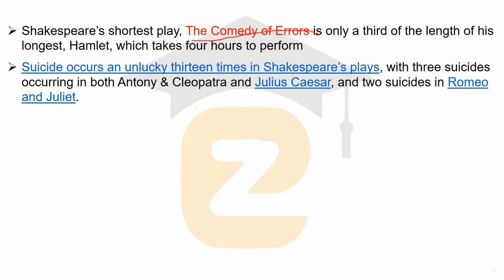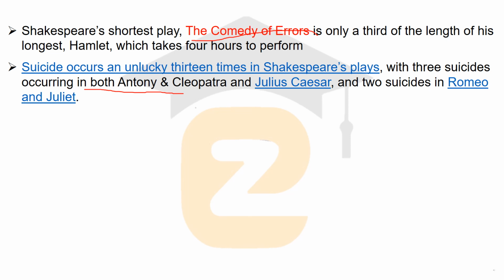Next, we have: suicide occurs 13 times in Shakespeare's plays, with three suicides occurring in both Antony and Cleopatra and Julius Caesar, and two suicides in Romeo and Juliet. So suicide is a very important part of Shakespeare's plays.